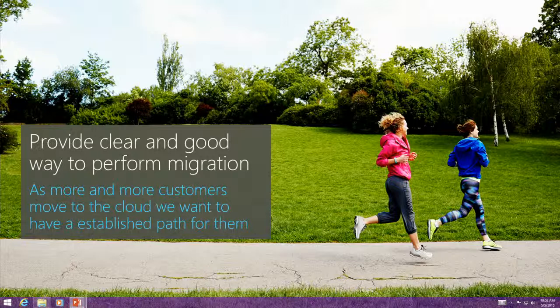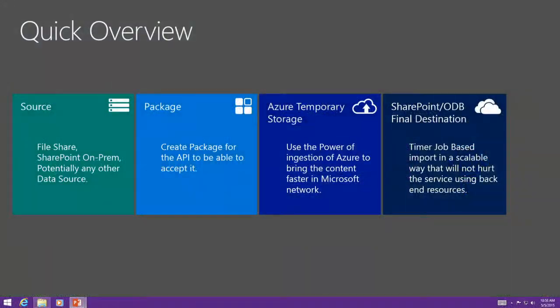What we've done is we said, as people go to the cloud, we want to establish a clear path that is the way to do migration to SharePoint Online. So what we did is we said, let's start by the first thing. Let's put out an API that is the recommended way for doing migration to SharePoint Online. So here's the quick overview. I'm going to talk way more in detail about it, but to give everybody a summary, you can think of it about 4 steps. So there are 4 steps.